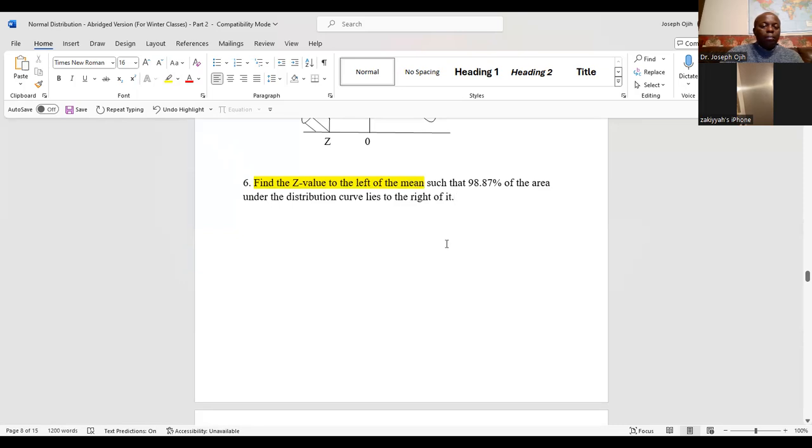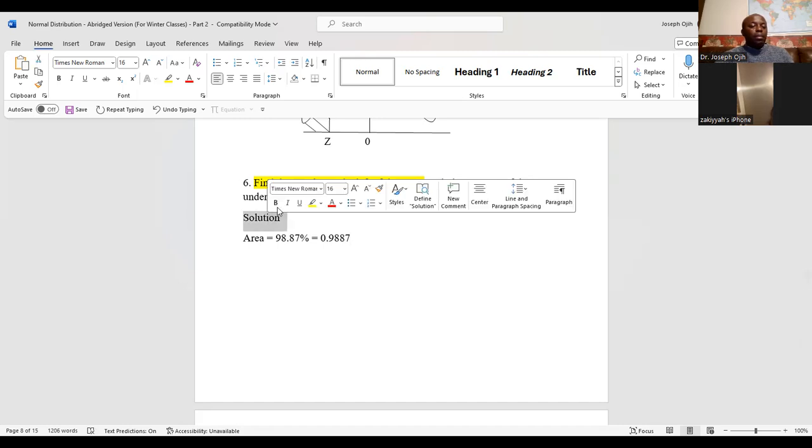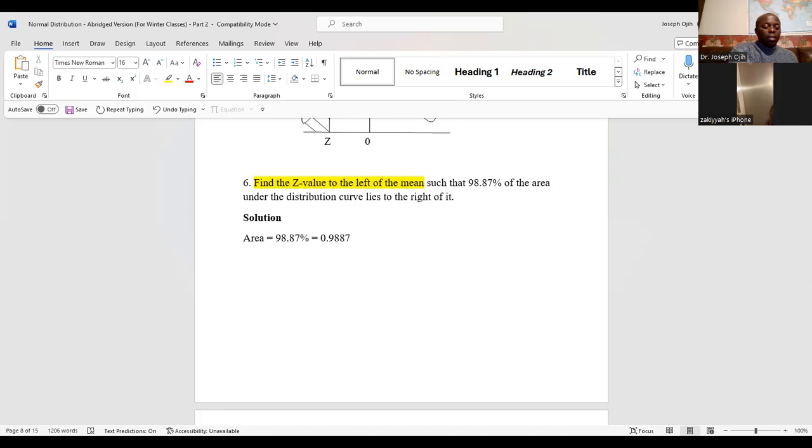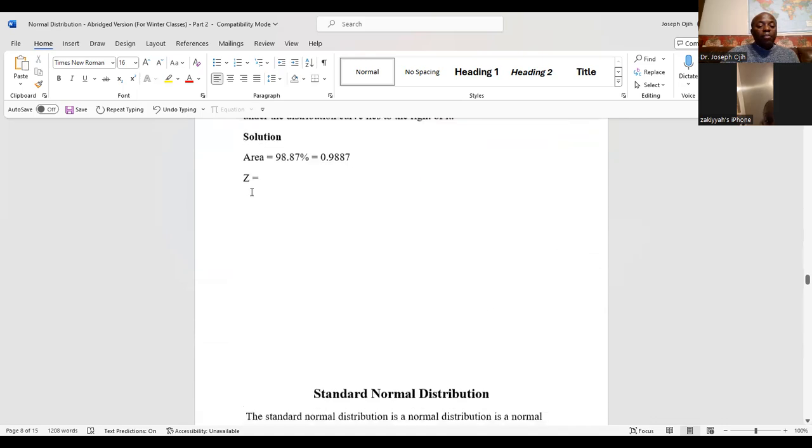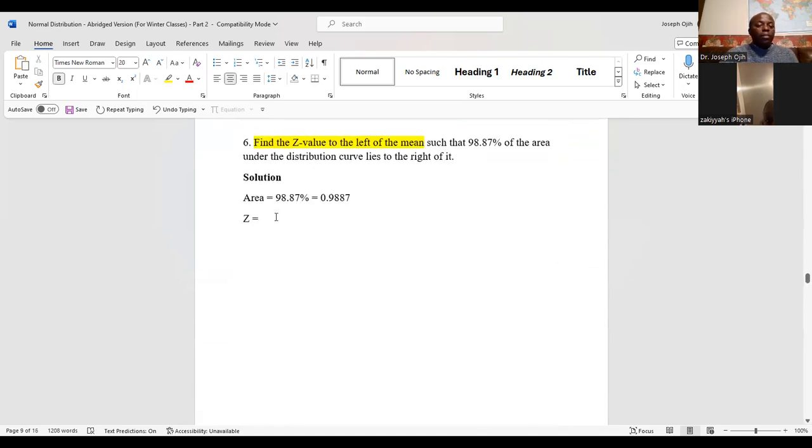So that 98.87% of the area under the distribution curve lies to the right of it. So the area here is giving us 98.87%. And when you change this to decimal, you have 0.9887. So now the Z value, we don't know Z. Again, the first thing is let me bring this one down so we can have enough room for it.